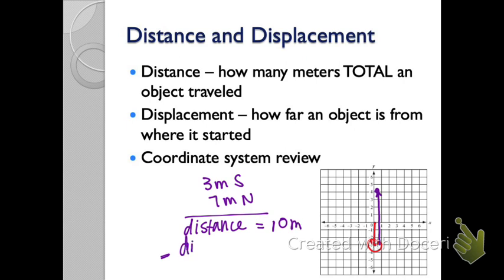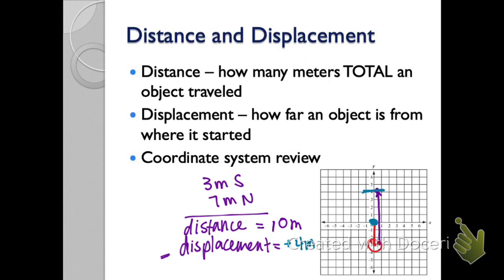What is my displacement? Where did I start? I started right here. So what's my displacement? How far am I ending up? I ended up right here. My displacement is positive 4 meters, right? I'm ending up 4 meters above where I started. Can we see the difference there? Or do we still need a little more practice with that?